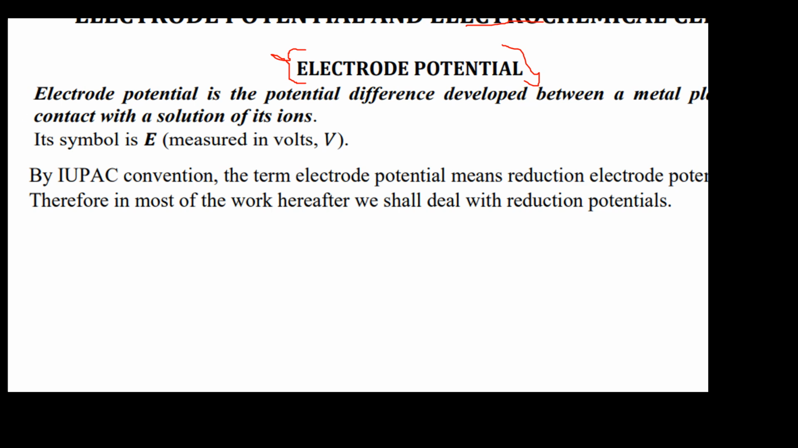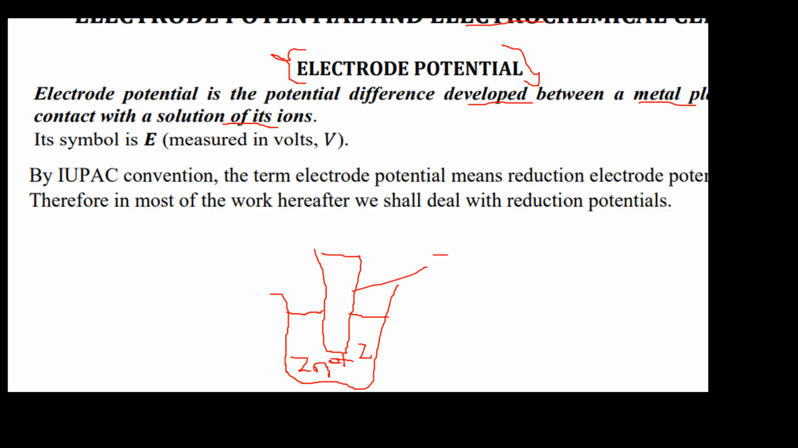So starting with the definition, we are going to define electrode potential to be the potential difference that is going to be developed between a metal that has been placed in contact with a solution containing its ions. Take for example, if you have a zinc rod, which is the zinc metal, and we place it in a 1 molar solution containing zinc ions.